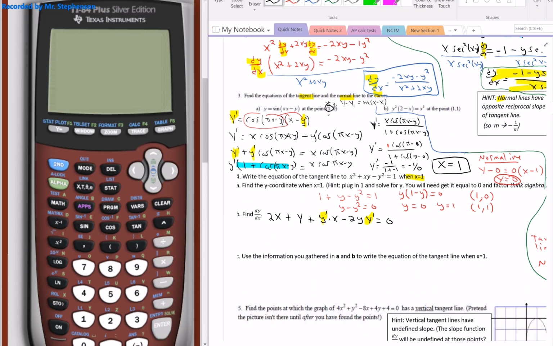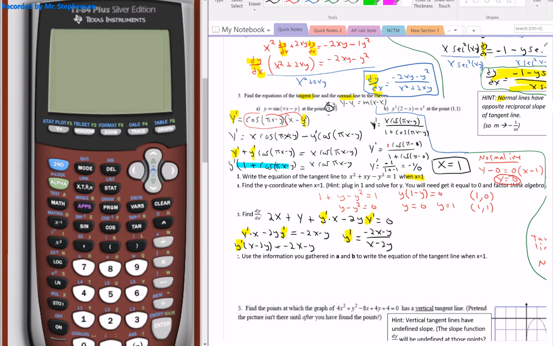So let's do our process. Get all the y primes on one side, everything else on the other. So it's going to be y prime x minus 2y y prime equals negative 2x minus y. We're going to factor out that y prime, and we'll get y prime times (x minus 2y) equals negative 2x minus y. And we'll divide both sides, and we'll get y prime equals (negative 2x minus y) over (x minus 2y). All right, that is our slope function, right?